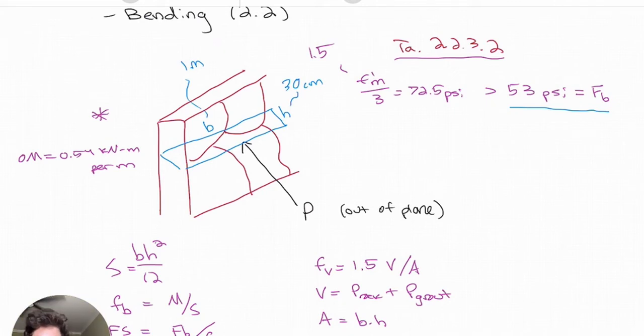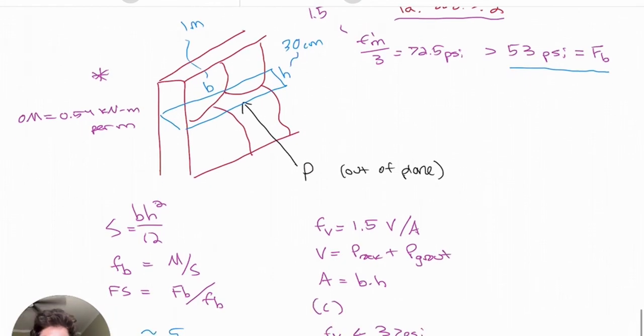Now for shear, similar to the compression strut check, we'll check condition C, assuming no compressive load is occurring. So there's no addition to capacity here, that NV term from the compression strut check. We'll have our stresses to be 1.5 V over A, where V, the shear, is just our P rock plus P grout terms added, and our area is our B times H, with B once again being taken as 1 because we're doing this per meter of wall. We will check that our FV is less than or equal to 37 psi from condition C, and we'll get 1.31 for our worst case scenario, which is less than 37.